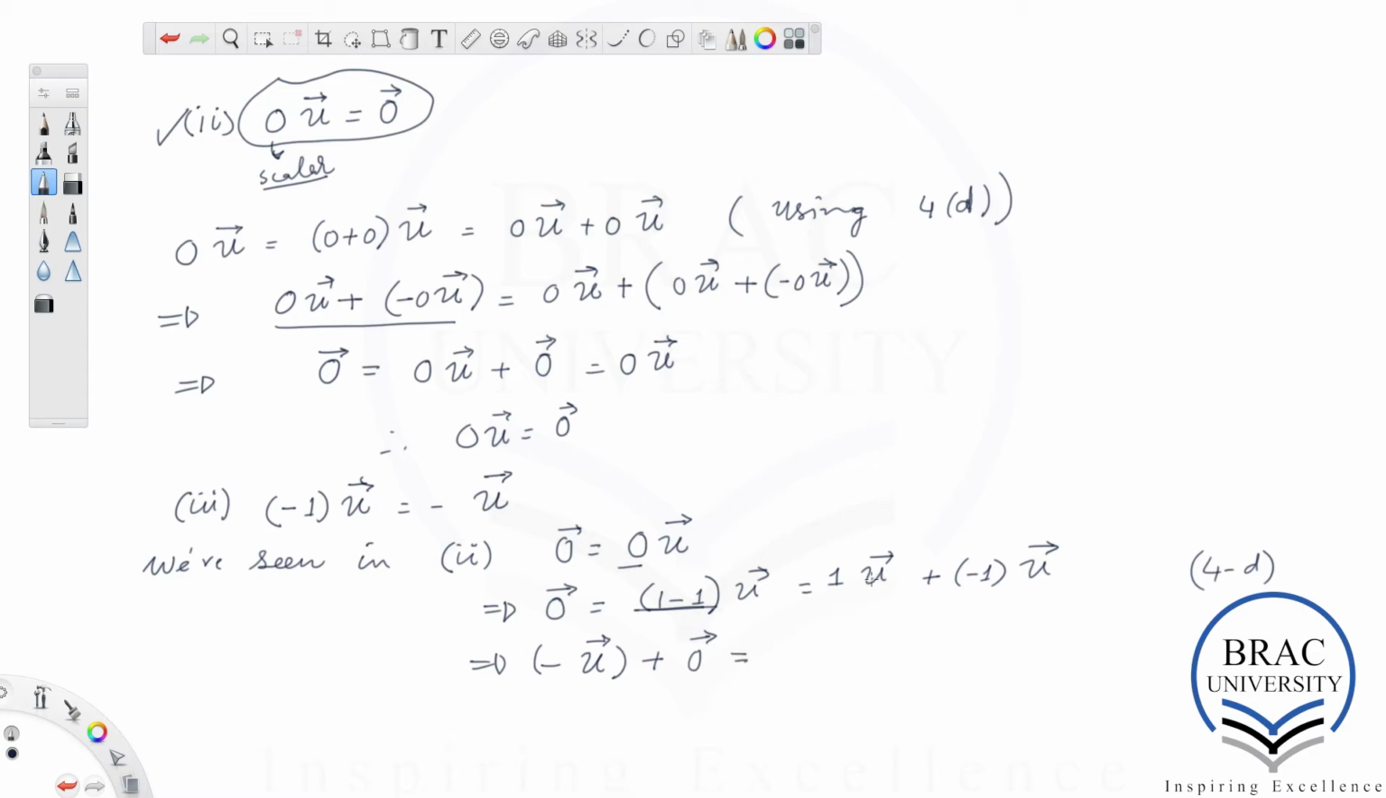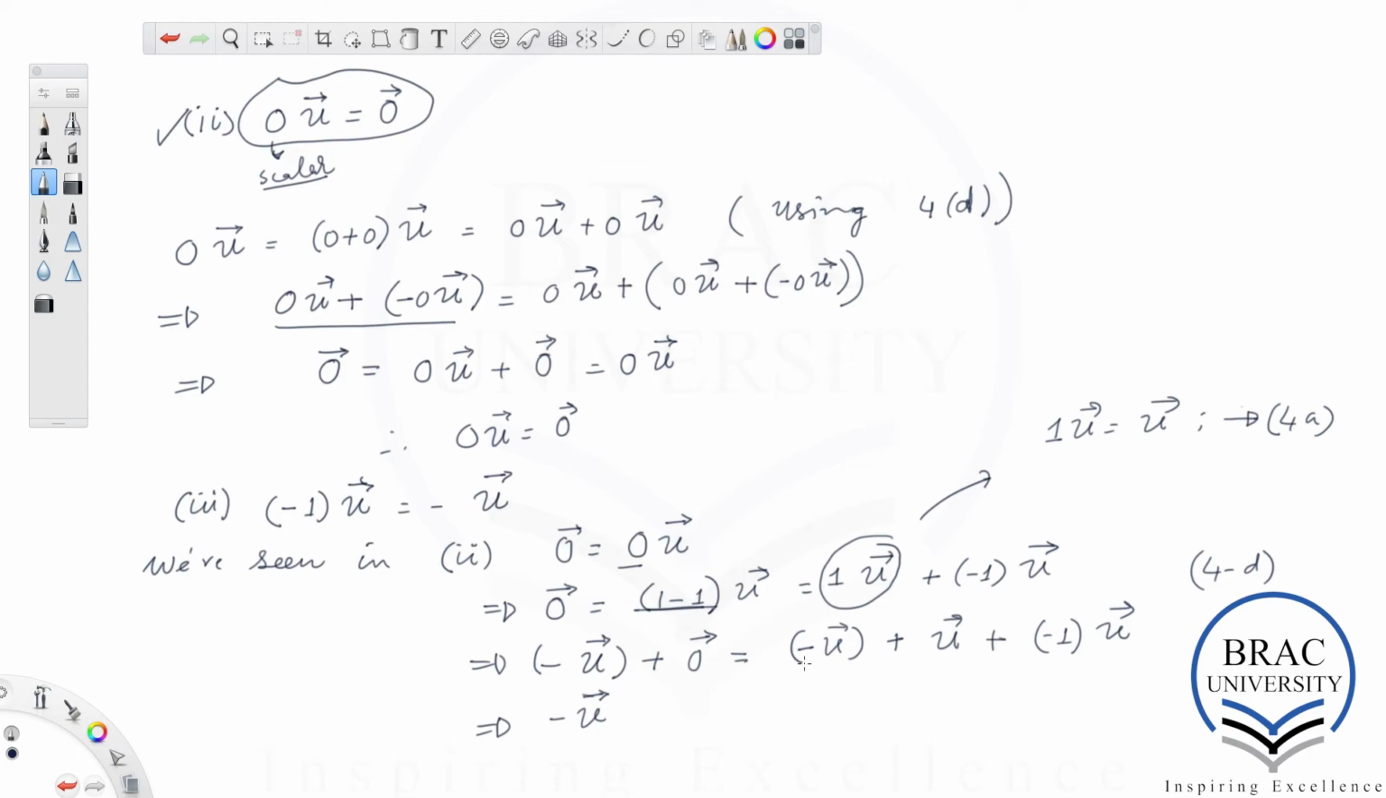Okay, we know that 1 times u is just u, which follows from 4a. So I add negative u to u, and then I have this guy minus 1 times u. Good. From the property of the 0 vector, we know that the left hand side is just negative u.